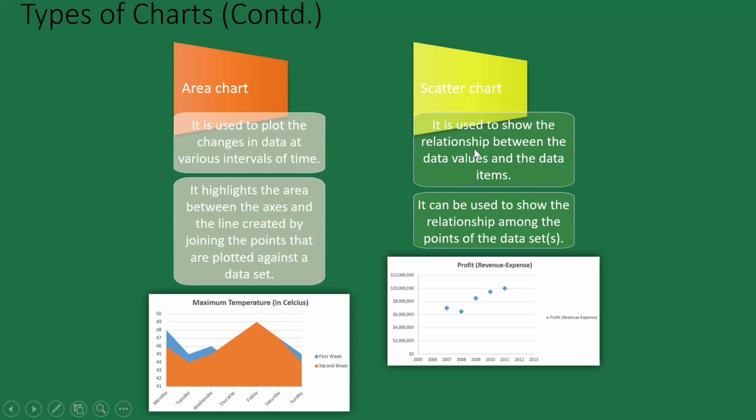Next one is scatter chart. It is used to show the relationship between the data values and data items. It can be used to show the relationship among the points of the data set. Scattered means like here and there, not in one place, right? It always comes in scattered form. So here it shows the relationship between data value and data items, each of the items. As you can see here, it comes in scattered form, always showing the data as points. The data observations are always pointed out with the points in the scatter chart.